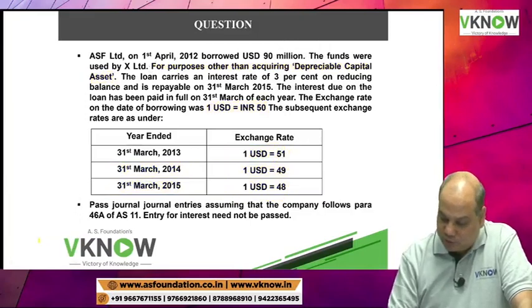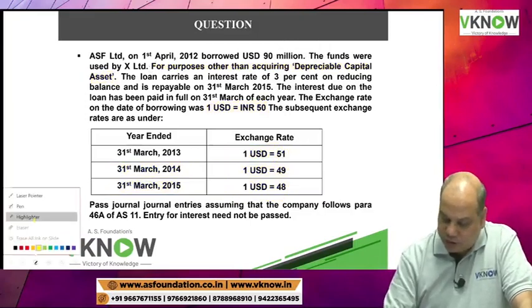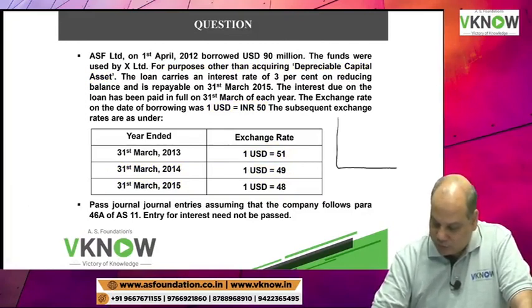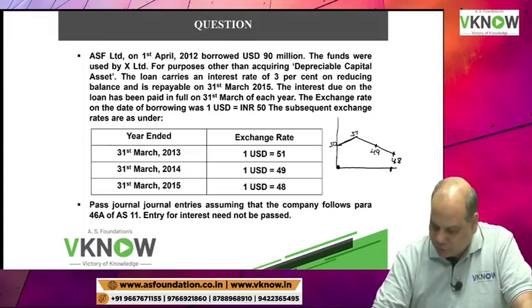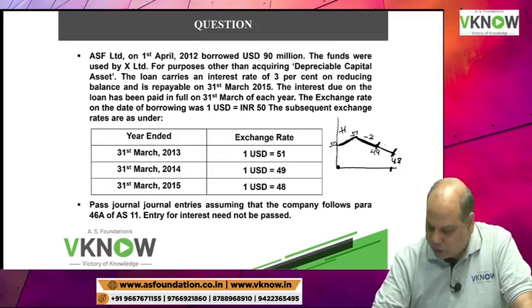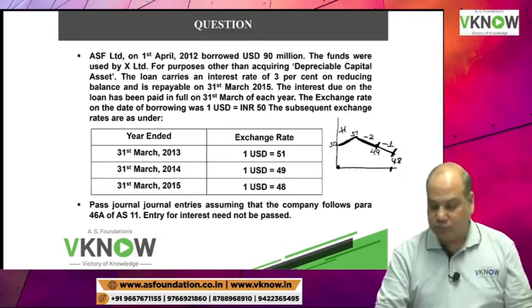So what do you observe? Your exchange rate is 50 rupees, then it goes up to 51, then it goes down to 49, and again it goes down to 48 rupees here. So first it goes up by 1 rupee, goes down by 2 rupees, and again goes down by 1 rupee. Plus 1, minus 2, minus 1. Okay.